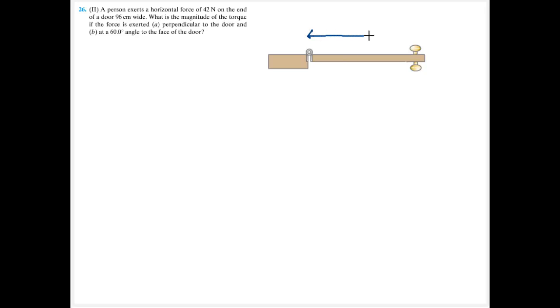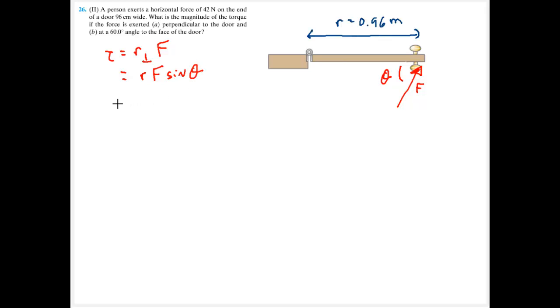Now a little bit of practice calculating torques. So we're given a door, and we're told that that door has a length of 0.96 meters, and we're going to apply a force to that door, and it tells us it's going to be first perpendicular to the door and then at an angle of 60 degrees to the door, so that's going to be my force. I know that the torque is going to be equal to the lever arm multiplied by the force, but we could also write that as the length of the door multiplied by the force multiplied by the sine of the angle in between them.